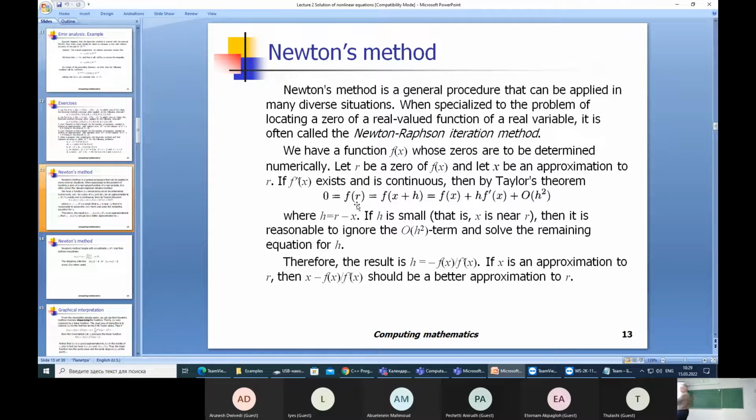Just a small question. Is h the interval between x and 2 or x and r? H is the distance, the length between x and R. It's R, let me write it as capital. It's not 2, it's R. It's a root.